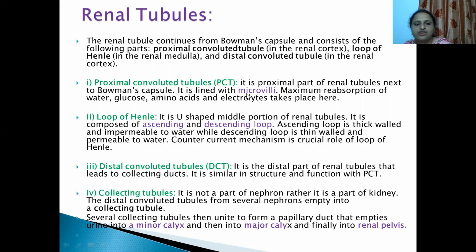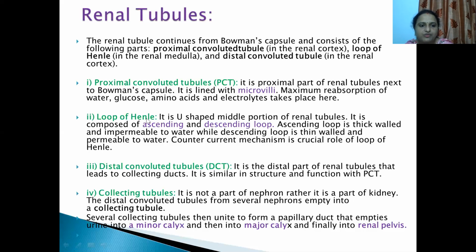So during urine formation, generally what happens is some of the electrolytes, some of the glucose, some amount of amino acids, and most of the water comes out through this primary urine, but it should be reabsorbed back into our body. That reabsorption, maximum reabsorption of the required elements to our body like water, glucose, amino acids takes place in PCT. So that's the reason they have microvilli, which increase the area of absorption.